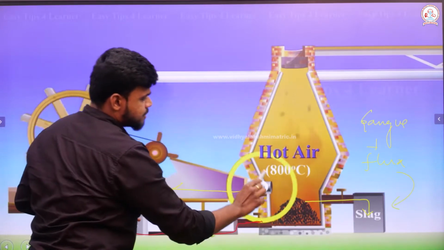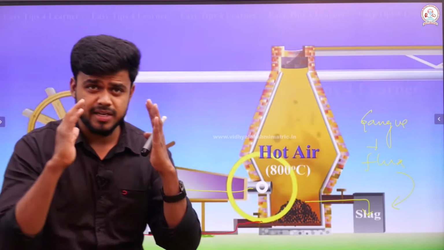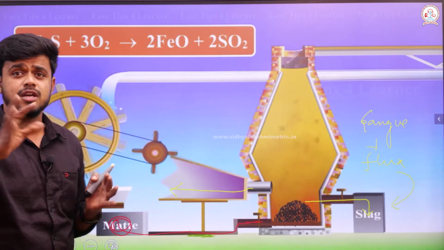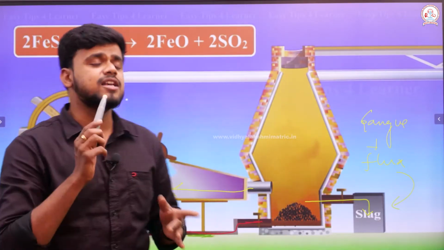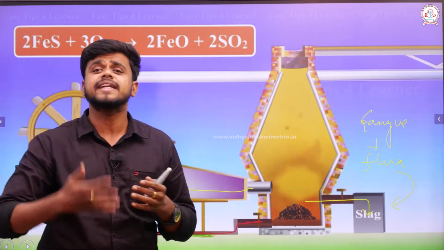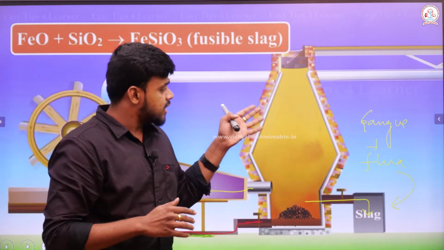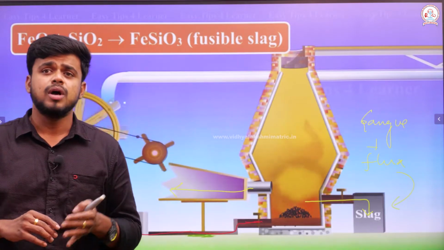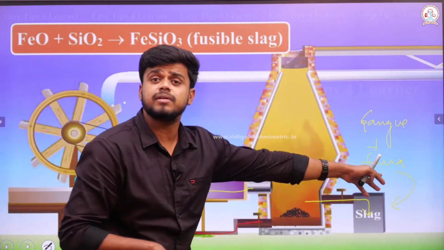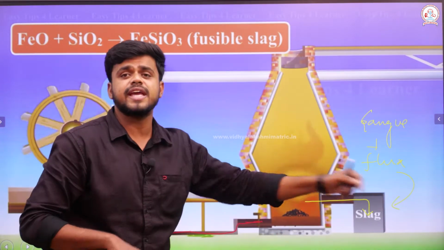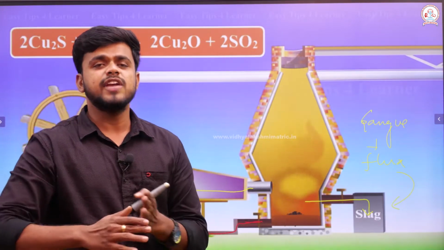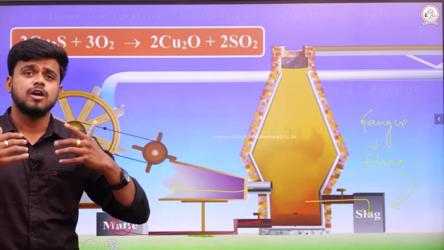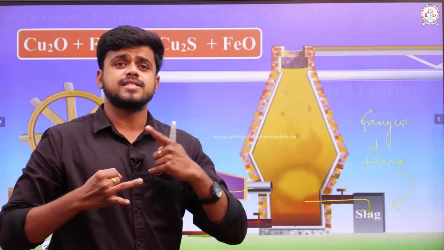A steel chamber is placed, around which fire bricks are placed in order to prevent the loss of heat. Hot air of about 800 degrees Celsius is passed. As soon as copper pyrite starts to ignite, it will give us FeO. That FeO will take up SiO2 and go as FeSiO3 as a slag. Then in the end, we will find a mixture of copper sulfide and iron sulfide.